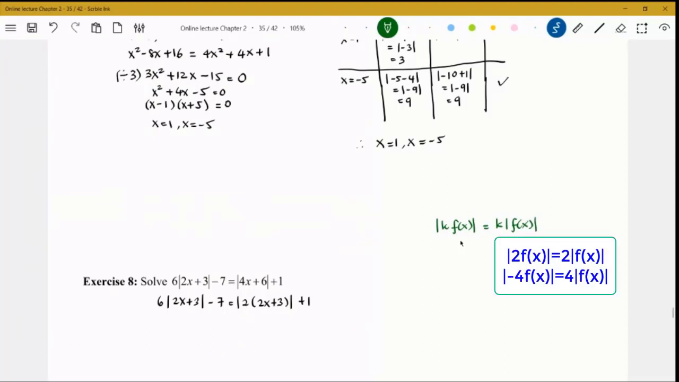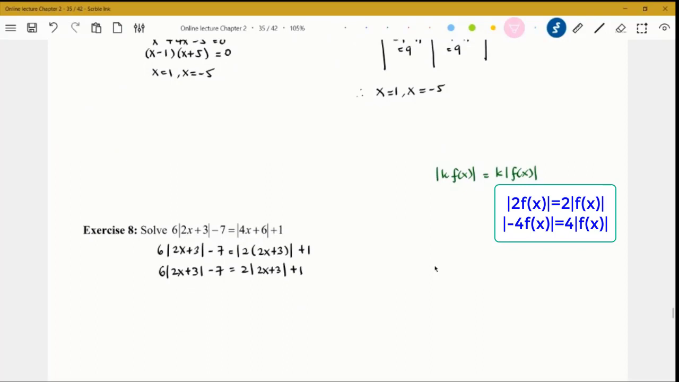Okay, so we can bring out the 2 as the coefficient of the modulus. So we have the coefficient here is 6 modulus 2x plus 3 minus 7. Okay, so we have the same item, this one and this one. So you can collect the coefficient.